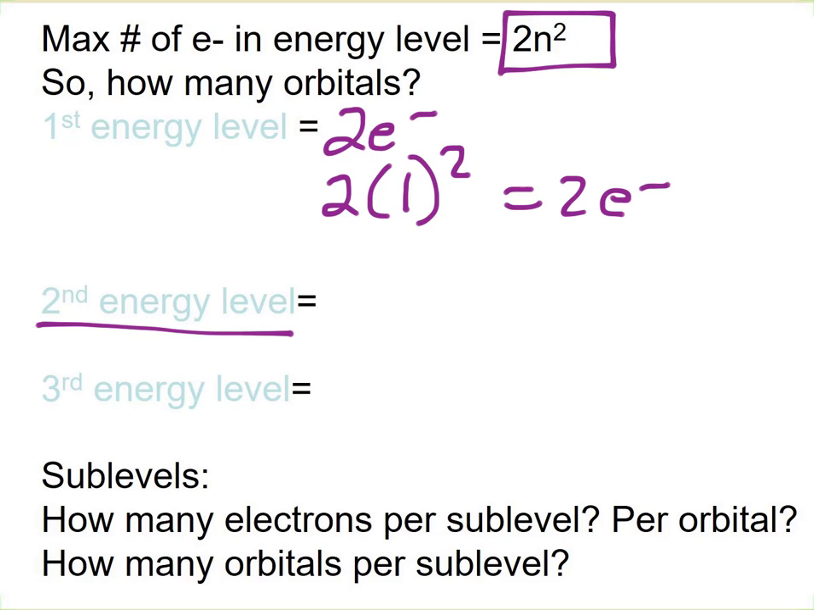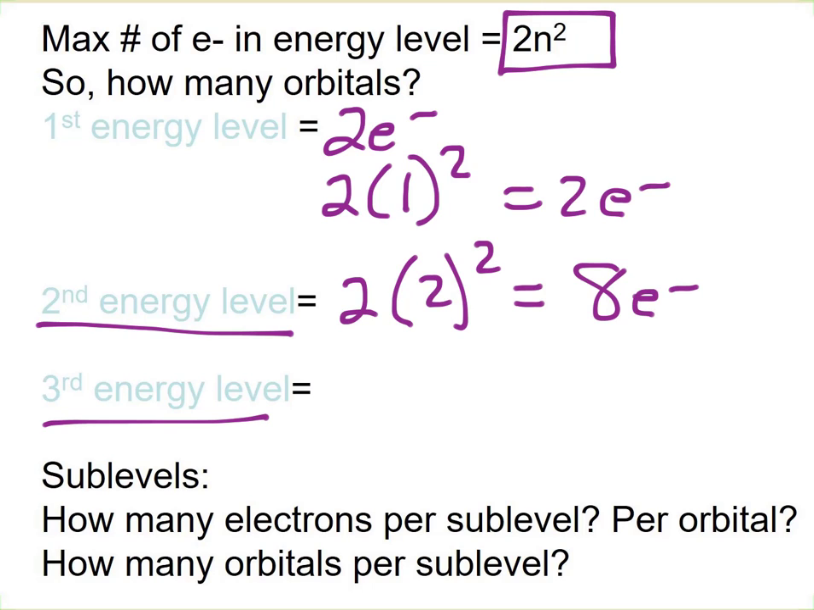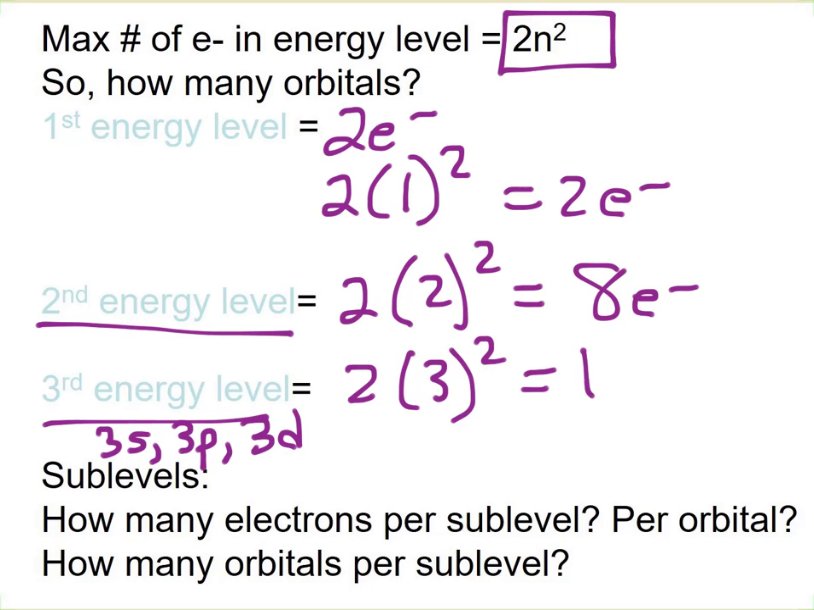On the second energy level, I could just count it. I have 2 s electrons and 6 p electrons, so I should have 8. And when I go and do my math, I should have 8 electrons. The third energy level, I have a 3s, I have a 3p, and don't forget you have a 3d. So you should have 18 electrons. And so I can just put that 3 in there, and I get 18. So I can use the math, or I can use my periodic table.